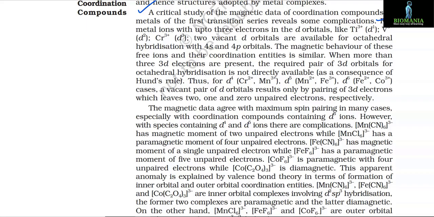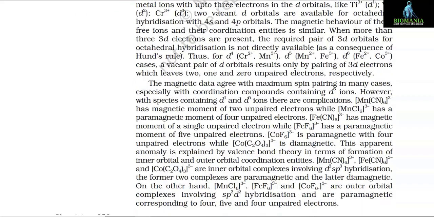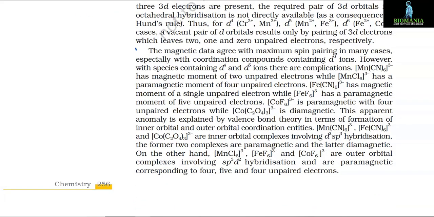Thus, for d4, Cr2+ and Mn3+, d5, Mn2+ and Fe3+, and d6, Fe2+ and Co3+ cases, a vacant pair of d orbitals results only by pairing of 3d electrons, which leaves 2, 1 and 0 unpaired electrons respectively. The magnetic data agree with maximum spin pairing in many cases, especially with coordination compounds containing d6 ions. However, with the species containing d4 and d5 ions, there are complications.